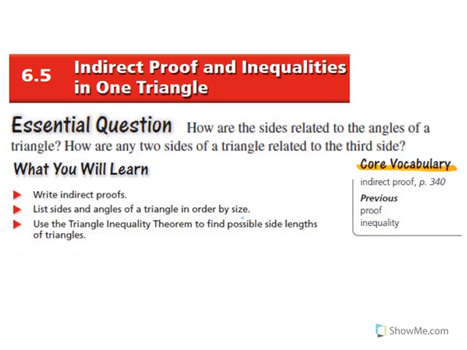Okay, these are the notes for 6.5, talking about indirect proofs and inequalities in one triangle. We're going to learn these three key elements: indirect proofs, writing indirect proofs, listing the sides and angles of a triangle in order by size, and the triangle inequality theorem.